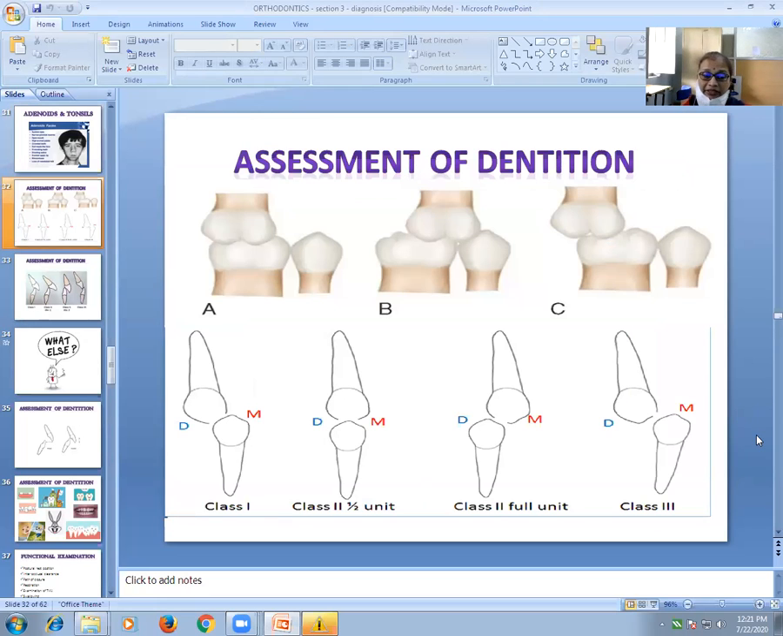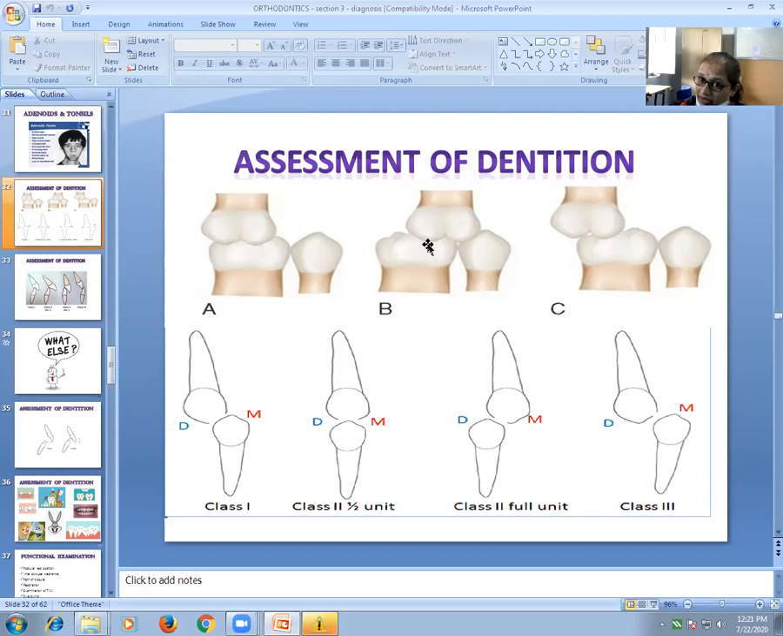Then coming to the hard tissues. First thing we'll see is the dentition. We'll start with the classification, the first thing we'll note by seeing the molars, the classification of malocclusion. Everybody knows when the mesiobuccal cusp of the upper first molar occludes in the mesiobuccal groove of the lower first molar, it is a class 1 molar relation.